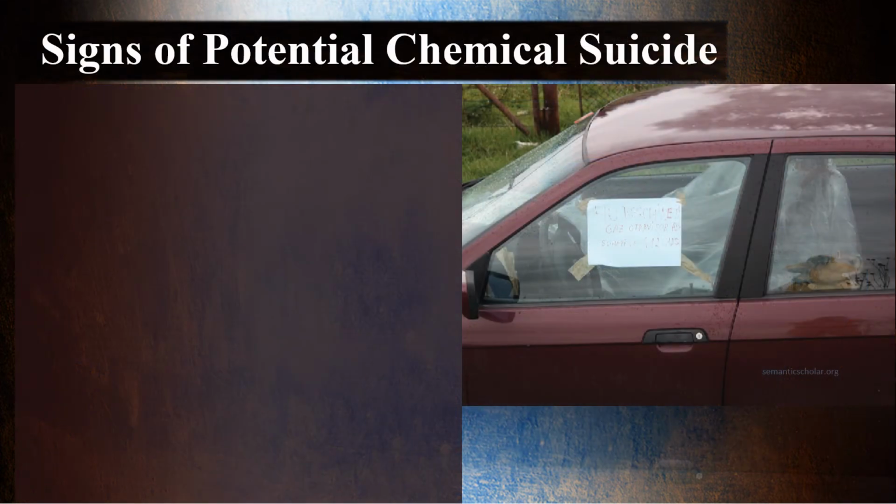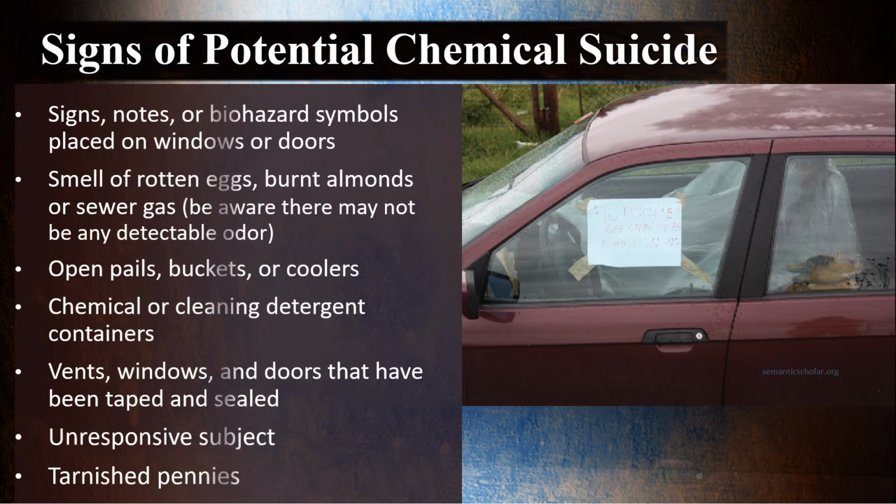Signs of potential chemical suicide. Even though most commonplace for these types of suicides is in vehicles, it can occur in any confined space to include bathrooms or closets. Signs, notes, or biohazard symbols placed on windows or doors. Smell of rotten eggs, burnt almonds, or sewer gas, but be aware there may not be any detectable odor. Open pails, buckets, or coolers. Chemical or cleaning detergent containers. Vents, windows, and doors that may have been taped and sealed. Unresponsive subject inside a vehicle, and victim may have seatbelt on to secure the body from falling onto the horn to alert others.